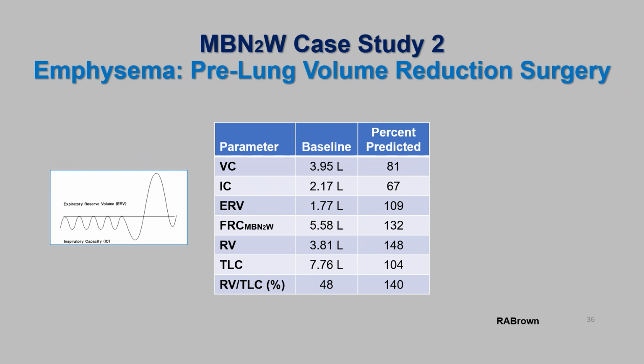This subject is a 62-year-old male, 72 inches, 160 pounds. As part of his pre-surgical assessment, static lung volumes and capacities were assessed. Note the disproportionate baseline ERV compared with the IC, a hallmark of the effect of chronic lung hyperinflation associated with severe emphysema.